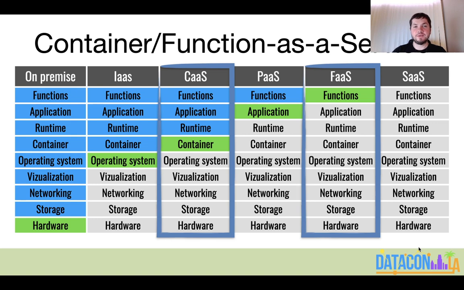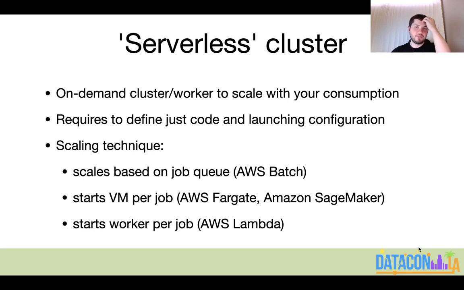So first I want to start with describing containers as a service and functions as a service. Here I will use the term serverless cluster. In our case, it's a cluster or worker which will scale based on your consumption, where it's just required to define code and launch configuration without handling the cluster itself. There could be different scaling techniques though. It could scale based on a job queue, like with AWS Batch. It could start one VM per job, like with Fargate or SageMaker, and it can start a worker per job, like with AWS Lambda.